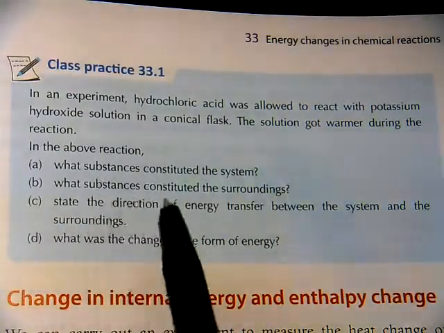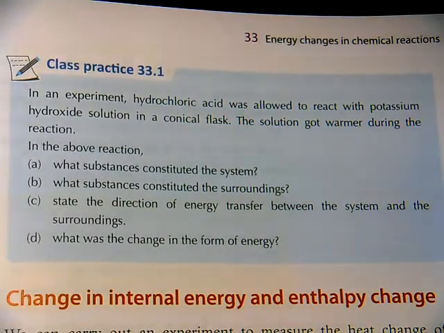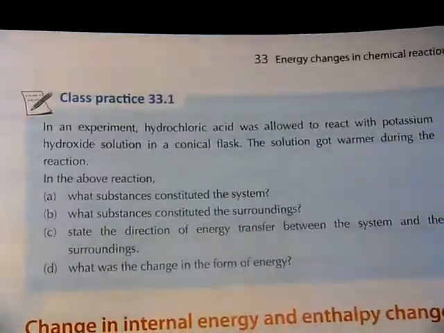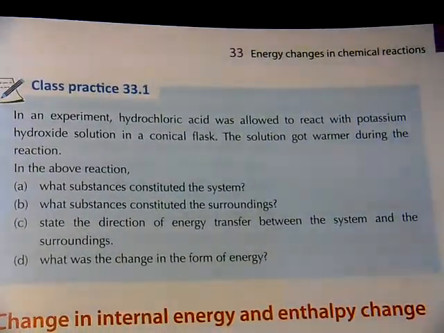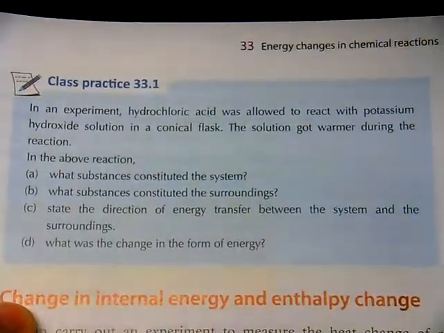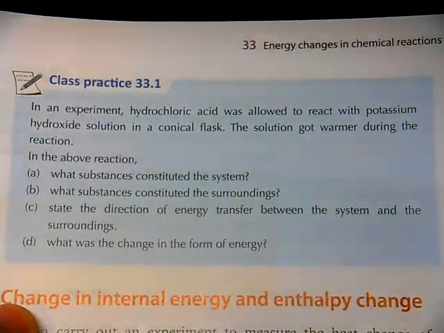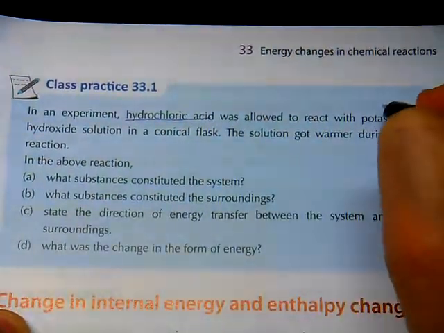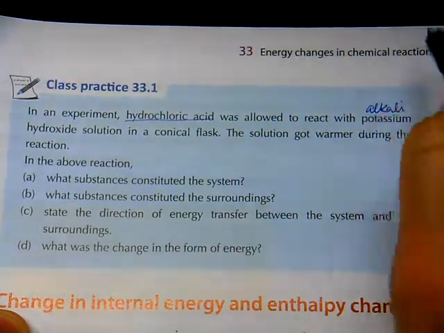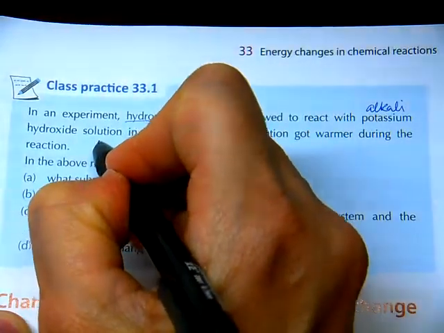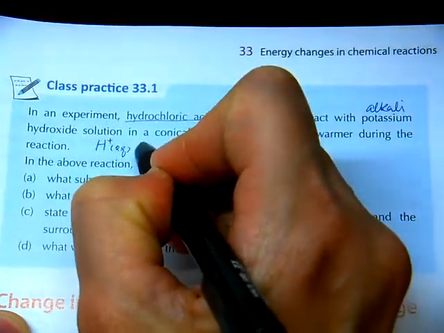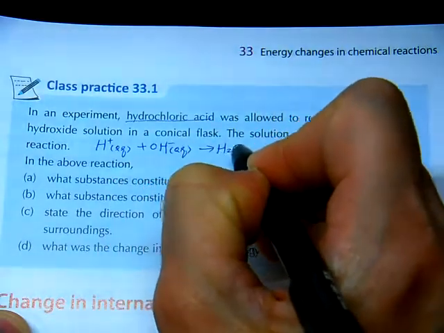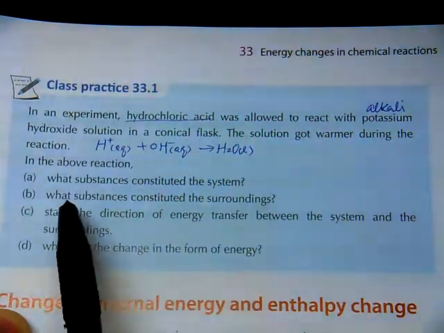Now, let's try class practice 33.1 together. In an experiment, hydrochloric acid was allowed to react with potassium hydroxide. Do you remember what is the name of this type of reaction? Hydrochloric acid is an acid. Potassium hydroxide is a strong alkali. In other words, neutralization reactions occur. Do you remember? Neutralization. This is the ionic equation for the neutralization reaction.